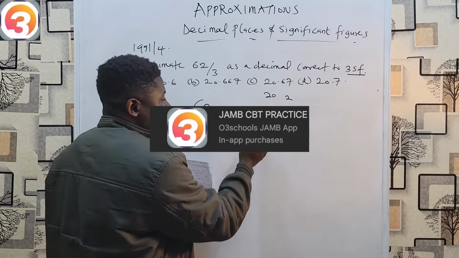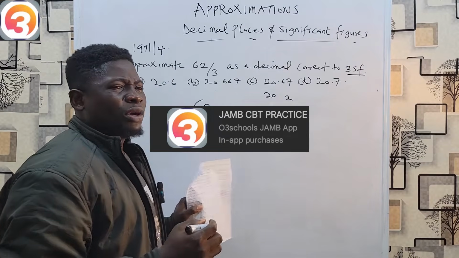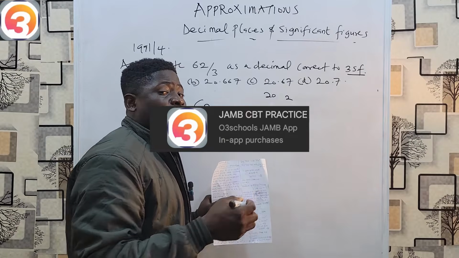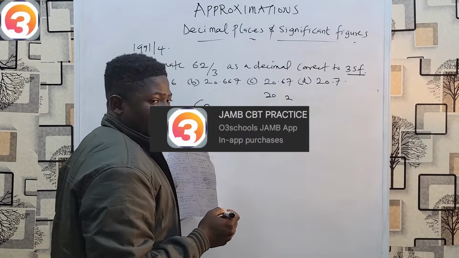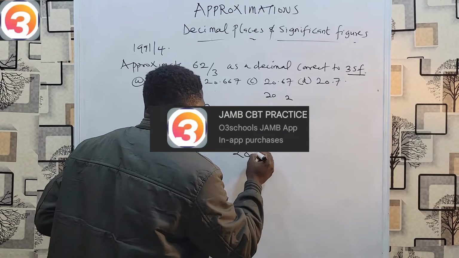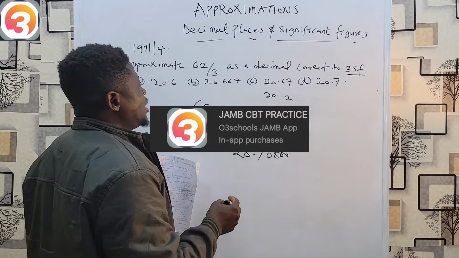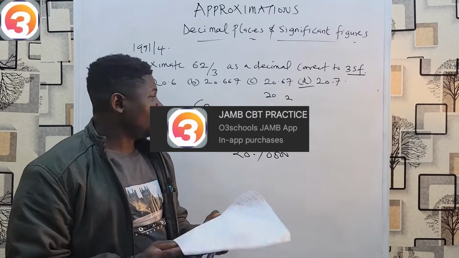So we stop here. This is the 6 we are considering, but this is the next digit to it. Now, you ask yourself the question: do we round up 6 or round down 6? When we round up 6, we add 1 to the digit being considered. So I'm going to have 20.7. The others become 0, 0, 0. So our answer here will be D, 20.7. It's very, very easy to do.